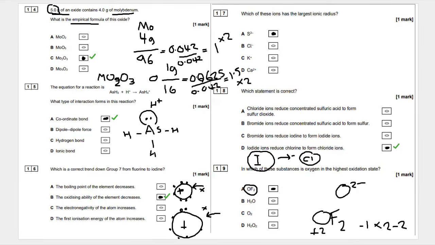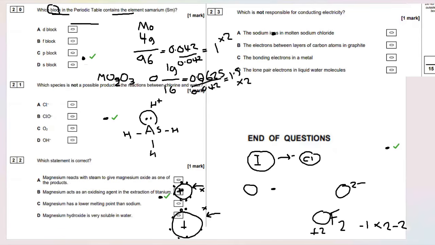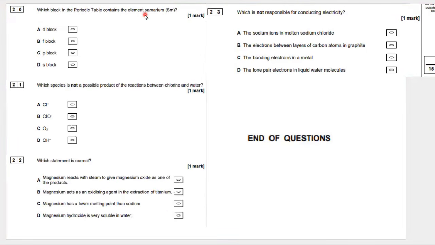Okay, let's move on. Clearing, clearing, clearing. Which block in the periodic table contains samarium? And you can look at your periodic table and find that samarium is in the F block of the periodic table.